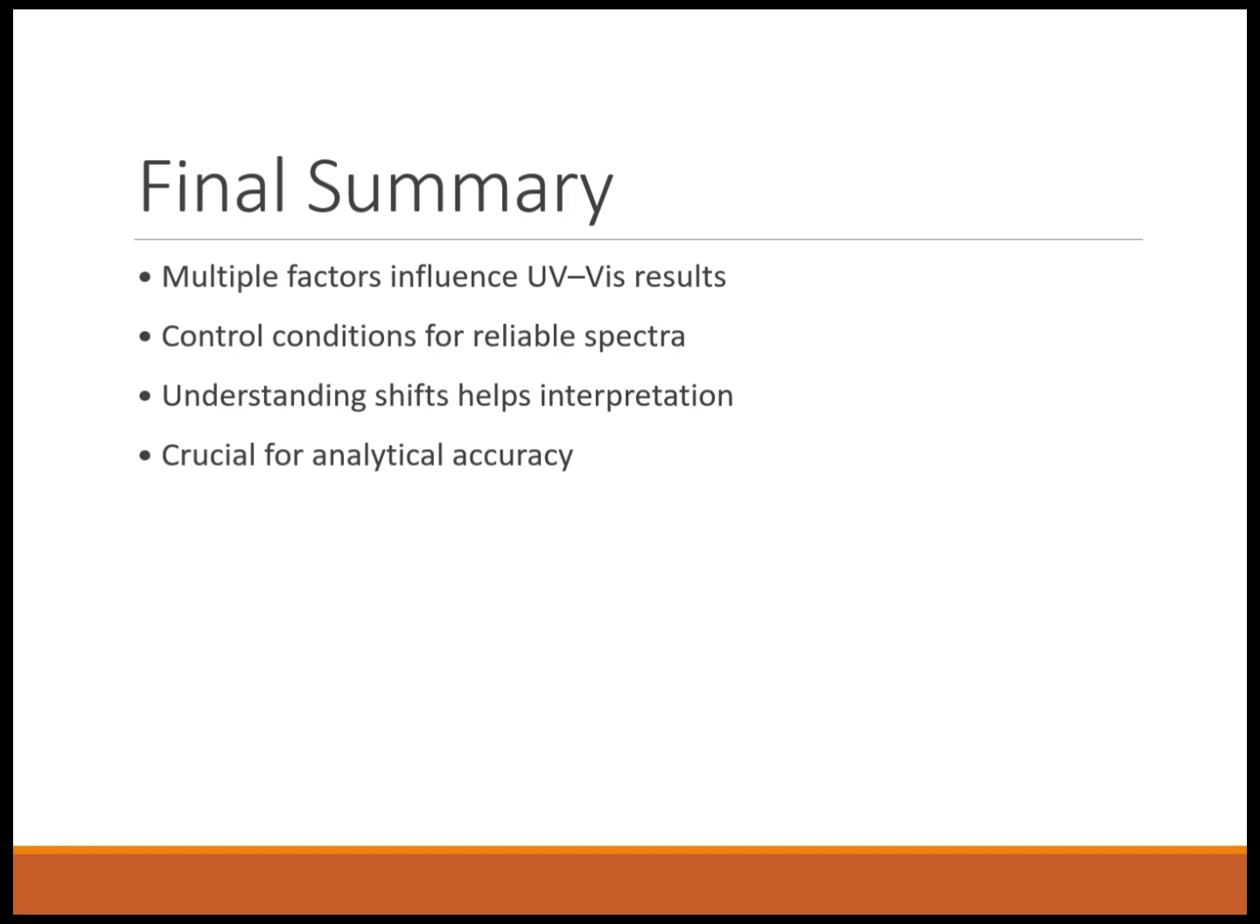So, in this lesson, we discussed the multiple factors influencing UV visible results. And we learned about controlling conditions for reliable spectra, and understanding the shifts that help in interpretation. So accuracy is very important if we use the samples in research and industries.